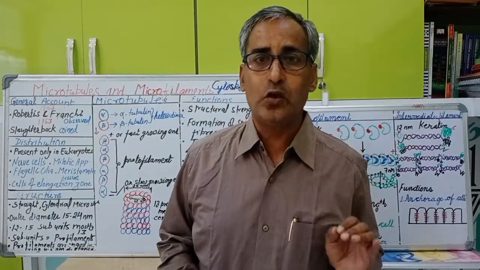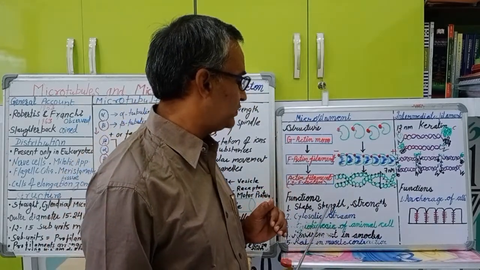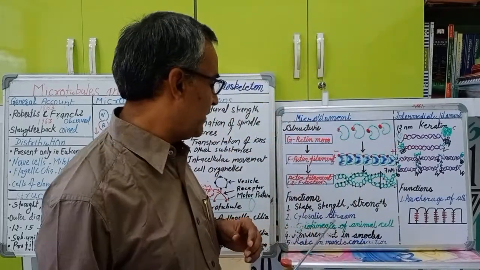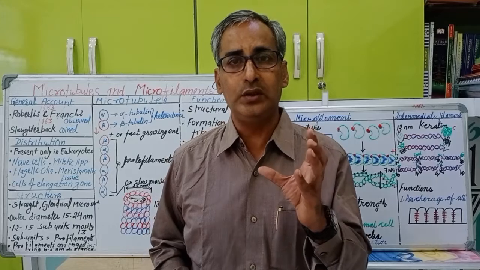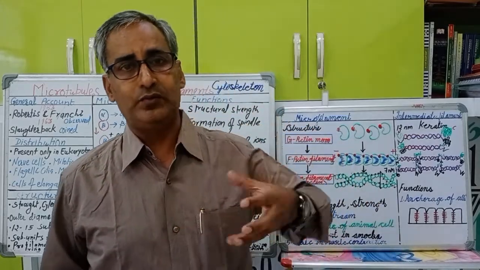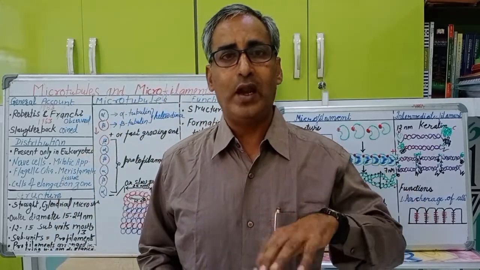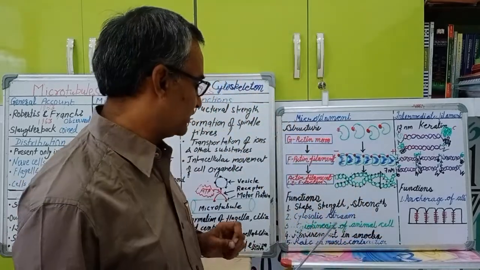Two F-actin filaments in a helical structure, like DNA, form the actin filaments, or microfilaments. Now, what are the functions of microfilaments? Microfilaments are important in giving shape, strength and structure to the cells. The next function is that they are helpful in the cytosolic stream. In the cytoplasm itself, the stream created by these microfilaments is helpful in the movement of cellular substances.